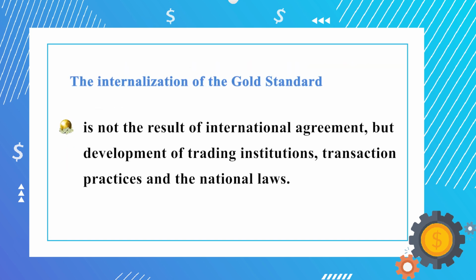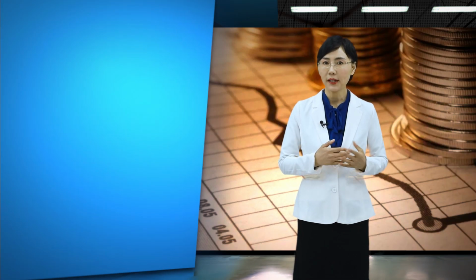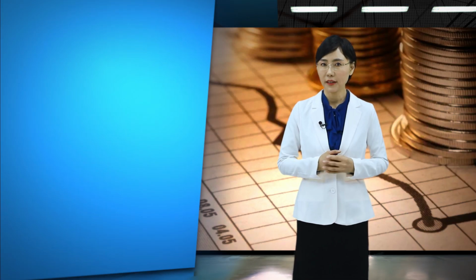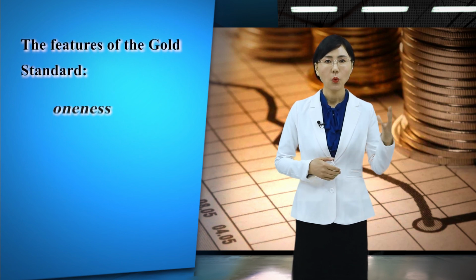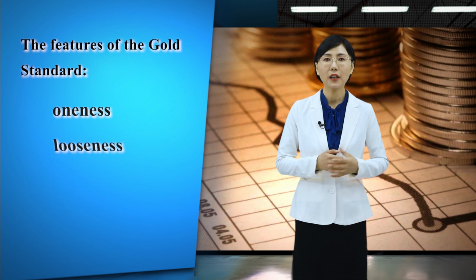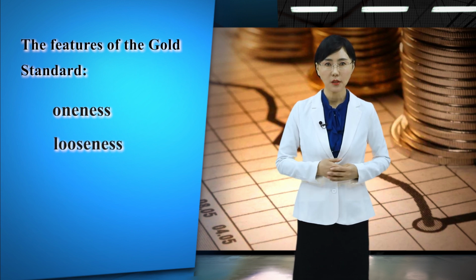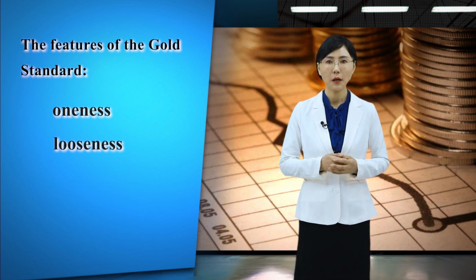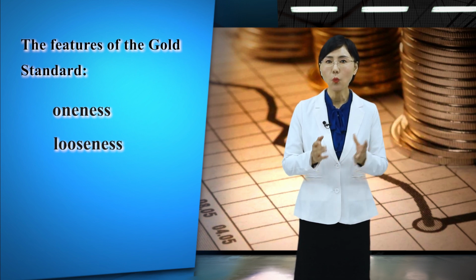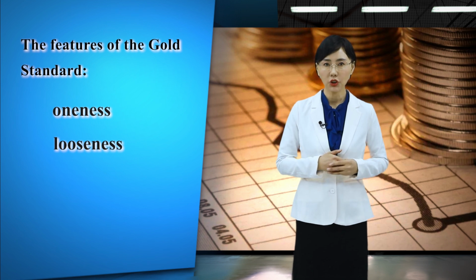We should say that the internationalization of the gold standard is not the result of an international agreement, but a result of the development of trading institutions, transaction practices, and national laws. To simply summarize the features of the gold standard, two words can be used, which are oneness and looseness. All countries pegged their currencies to gold, but there was no one agreement among member countries.